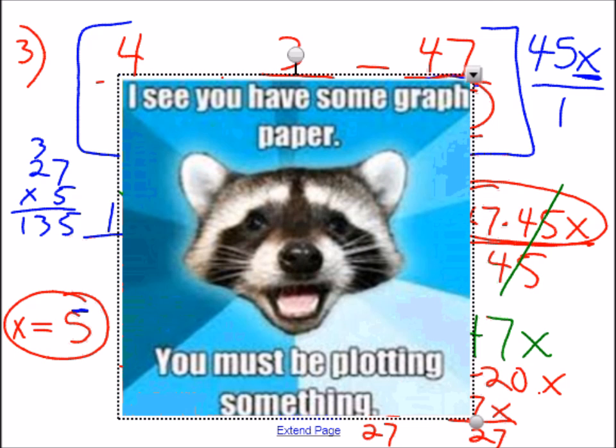Here's a cool, funny math picture to end it. We're not doing graphing of two variables yet, but we will get to that very soon in the year. So it's a raccoon saying, "I see you have some graph paper. You must be plotting something."